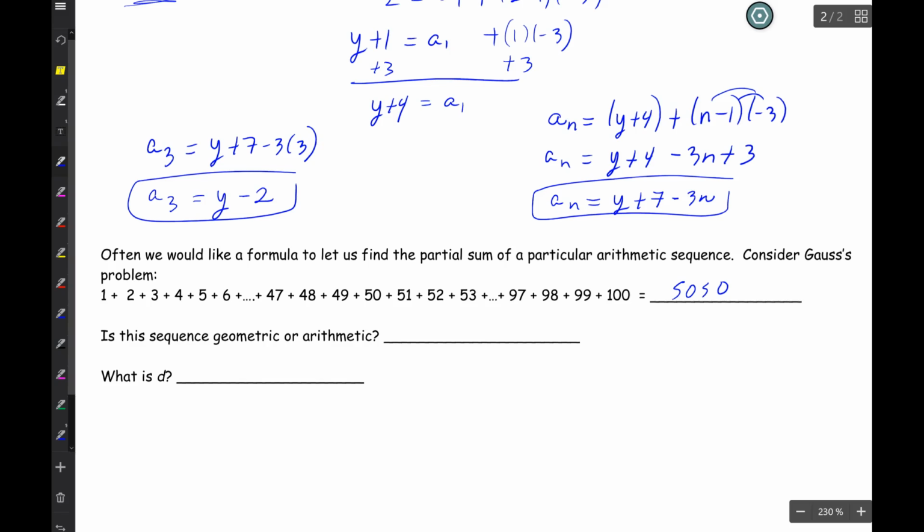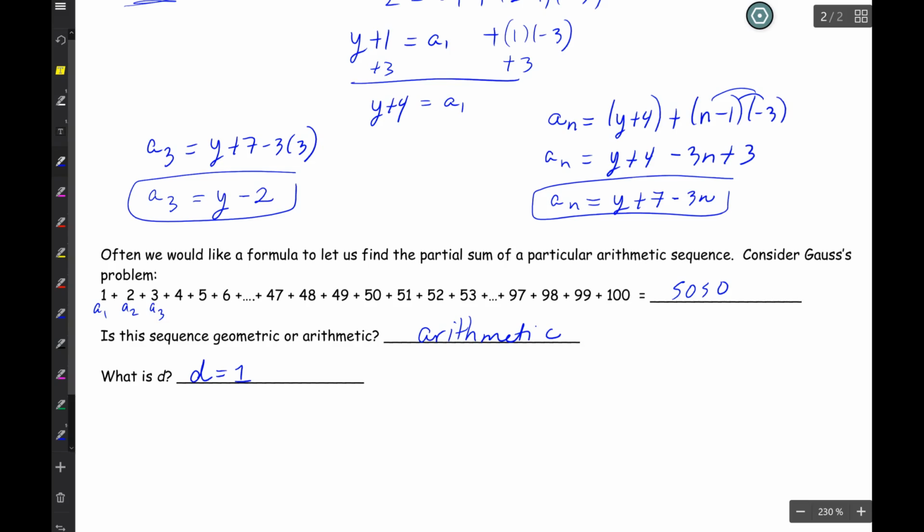Now, thinking about his sequence, think about each term. This is the first term, our a sub 1. This is our second term, our a2. This is our third term, a3. If you're just looking at the pattern of those numbers, would this sequence be considered geometric or arithmetic? Arithmetic. What would be the common difference? Common difference is equal to 1.